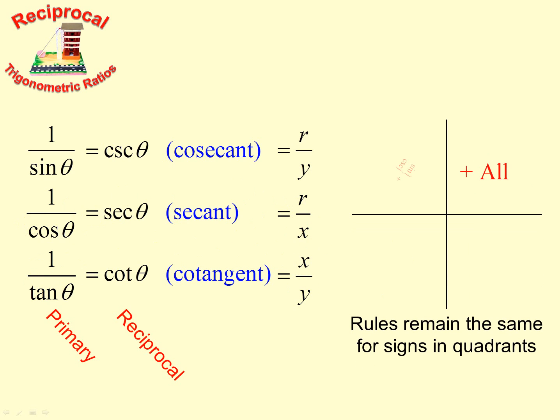These reciprocal ratios behave in exactly the same way in the quadrants as the primary ratios, so all positive. In this quadrant, second quadrant, sine is positive, y over r is positive, which means that r over y is positive, so cosec is also positive. Tan in the third, and therefore cot, cos in the fourth, and therefore sec.